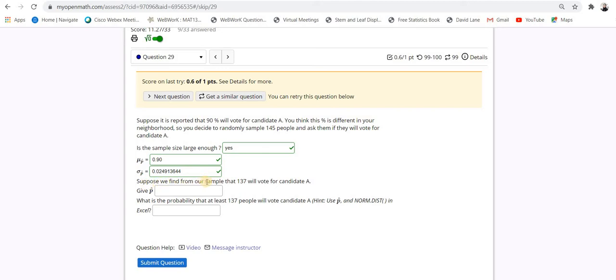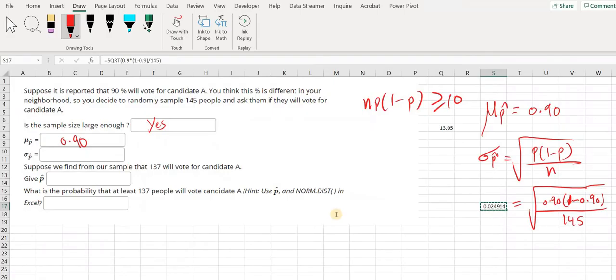Suppose we find out that from our sample, 137 will vote for candidate A. Give p hat. P hat is the sample proportion. The sample proportion is basically how many people will vote for candidate A, the proportion of people who will vote for candidate A out of the sample size. So the answer is going to be 137 divided by 145. So p hat is equal to 137 divided by 145, and this is called the sample proportion.